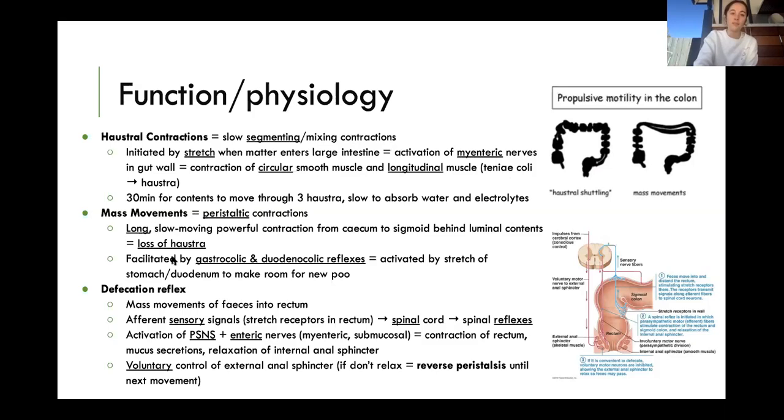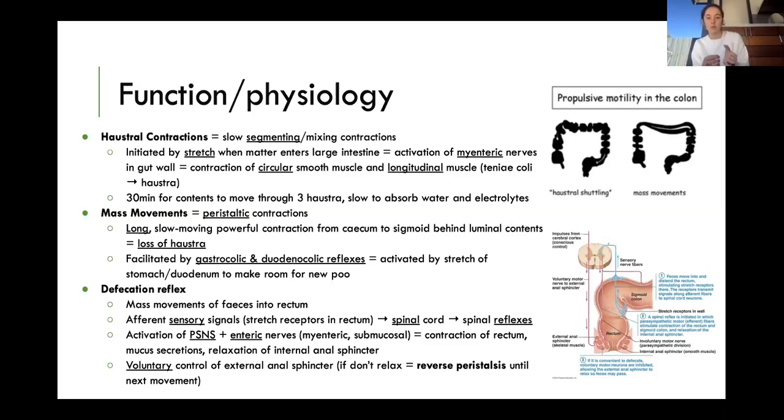But then you get these big mass movements, which happen less often, and it's a kind of slow, big push of the luminal contents. As you can see in the picture, you lose your haustra, and that's created by the gastrocolic and duodenocolic reflexes, basically by the stretch. It's when you want to make more room, and then it leads to the defecation reflex.